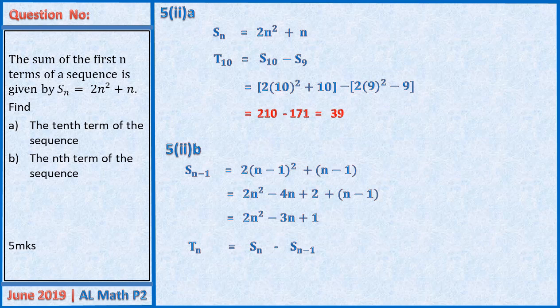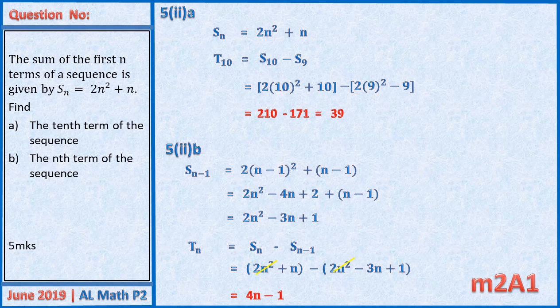Our Tn is Sn minus Sn minus 1, as I said earlier, and this will give us 2n squared plus n minus, and recall, you have to use the brackets because negative signs are involved here. Without the bracket, it's mathematically wrong. Minus, in brackets, 2n squared minus 3n plus 1. When you cancel out the 2n squared, we'll be left with 4n minus 1. So that's our nth term.